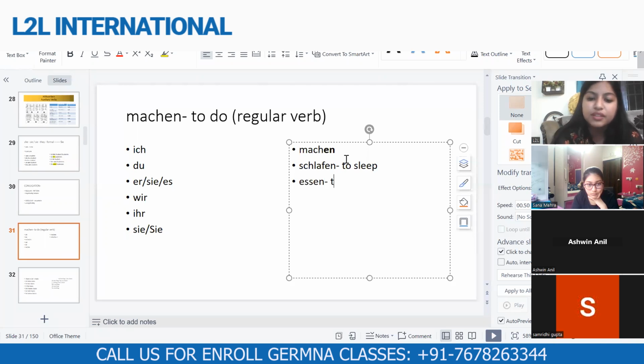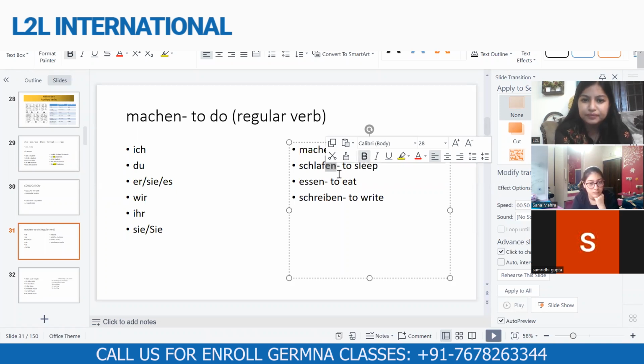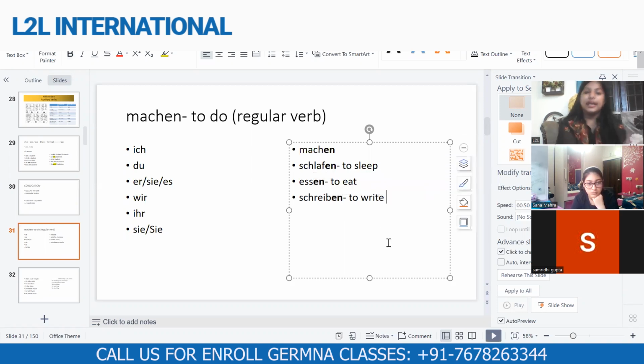Essen means to eat. And let's take another word, schreiben. Schreiben means to write. Right now, don't consider anything else here. Just see the endings: -en, -en, and -en. So all the verbs in German end with -en.